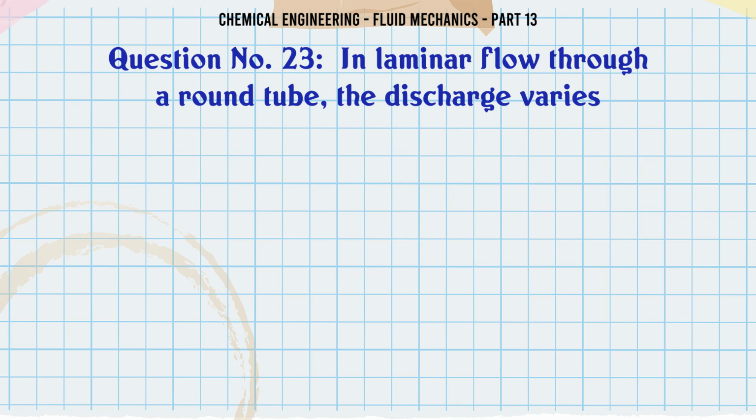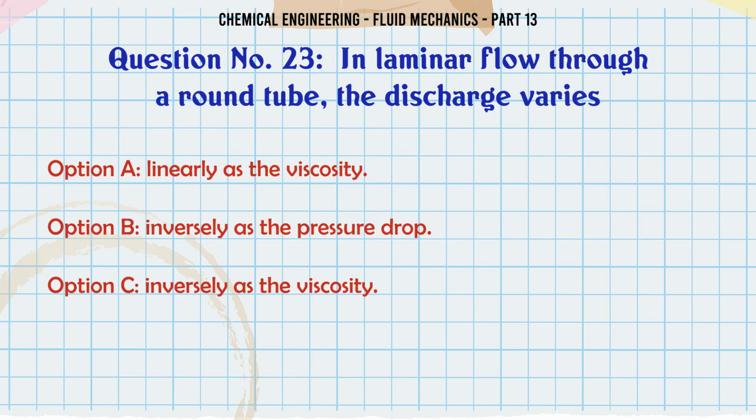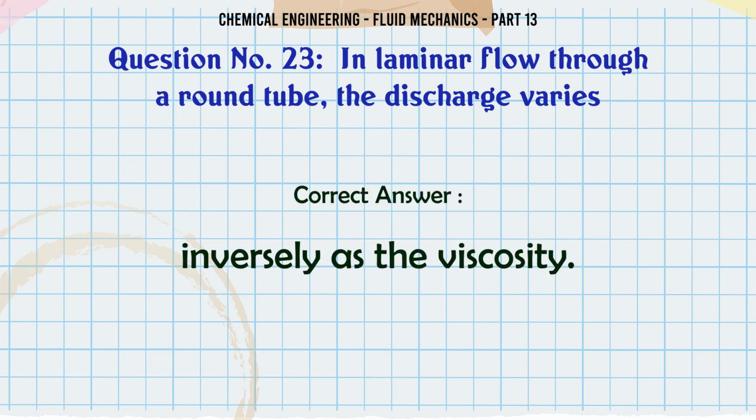In laminar flow through a round tube, the discharge varies A. Linearly as the viscosity. B. Inversely as the pressure drop. C. Inversely as the viscosity. D. As the square of the radius. The correct answer is inversely as the viscosity.